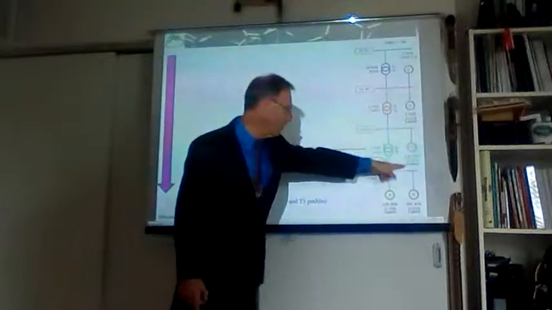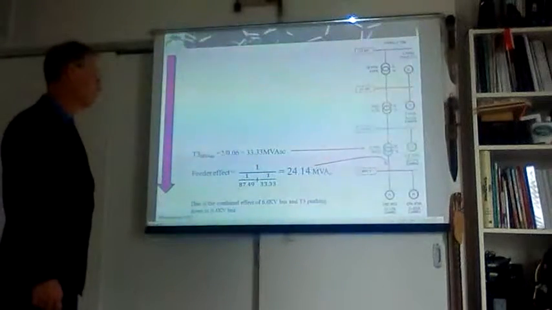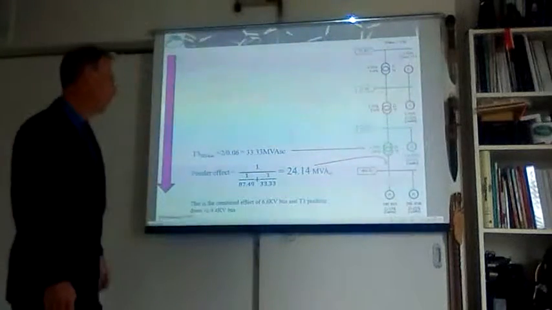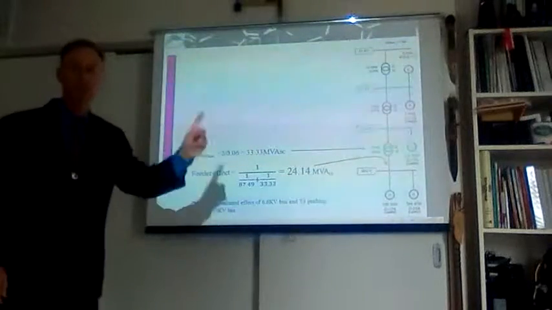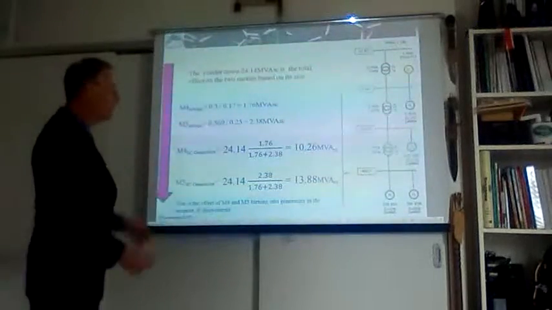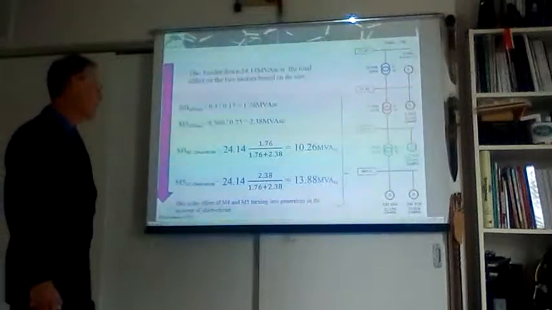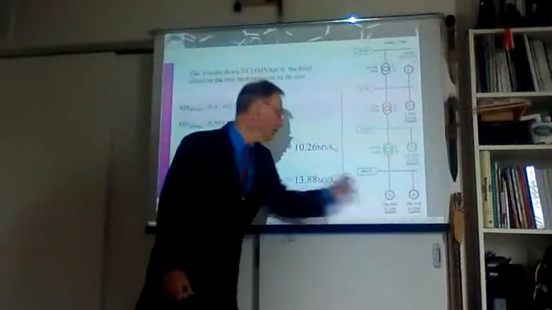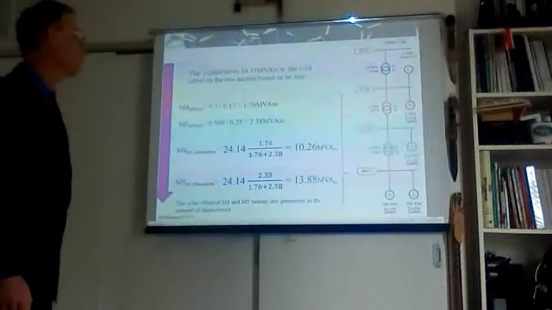Then we take the total contribution on the 400 volts bus, which totals to 24 MVA. That 24 MVA during a short, let's not forget, during a short, will be distributed between the two motors. One of them will be 10 MVA short circuit, and the other one will be almost 14 MVA during a short.